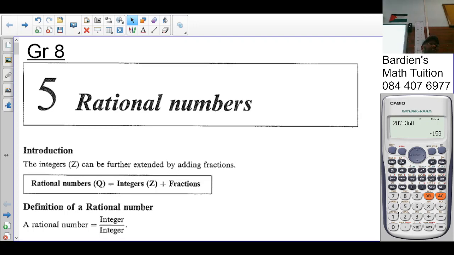So if fractions are added to integers, then we get what we call rational numbers. And the rational numbers is denoted with the letter Q. Can you see that? So rational numbers Q is equal to integers plus fractions. You guys got that? Which page are we on? Page 59, page 60.